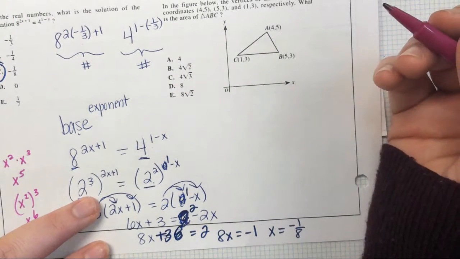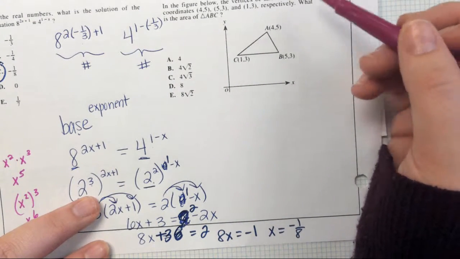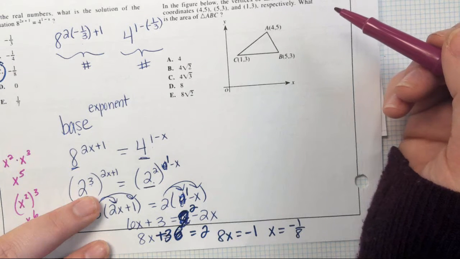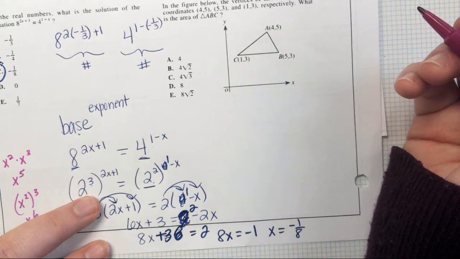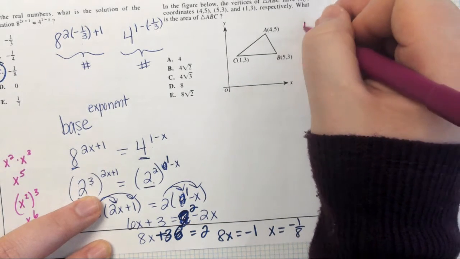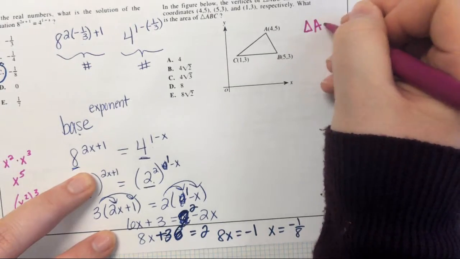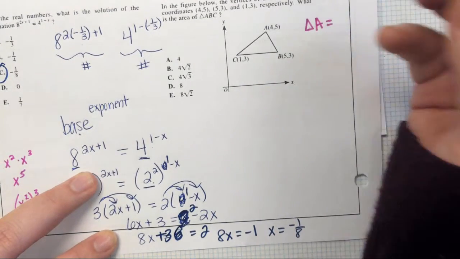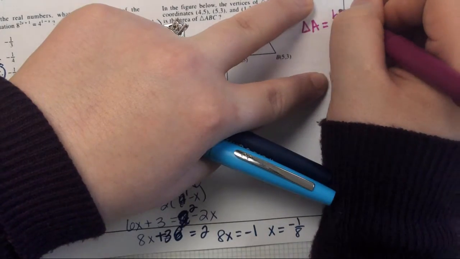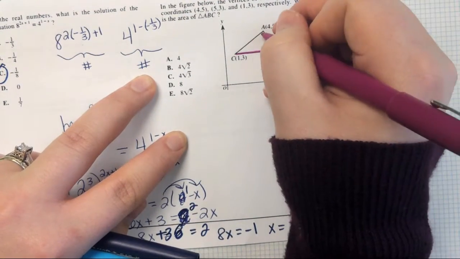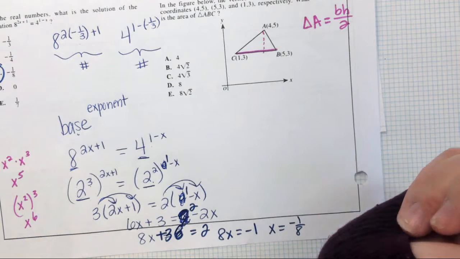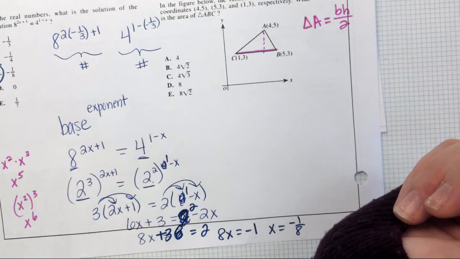It says in the figure below, we have a triangle and they give us coordinates. And what is the area? Well, how do you calculate the area of a triangle? Is it base times height and then what else? Over 2. So base times height over 2. So I've got to figure out the length of the base, I've got to figure out the height, and I've got to divide it by 2 apparently.